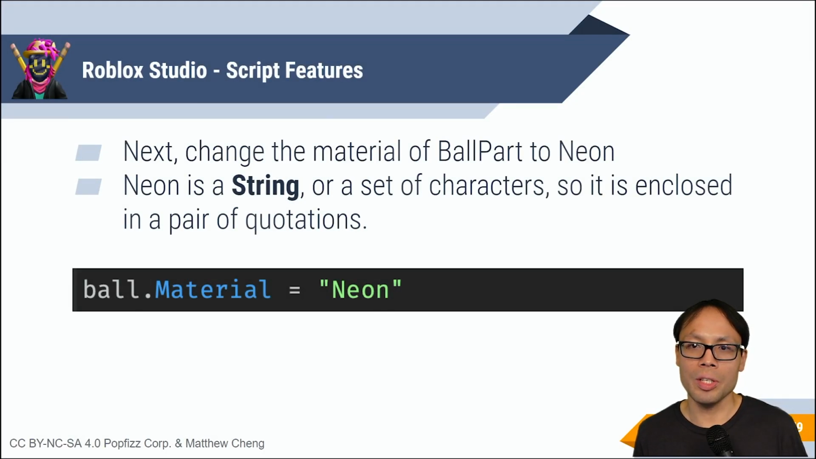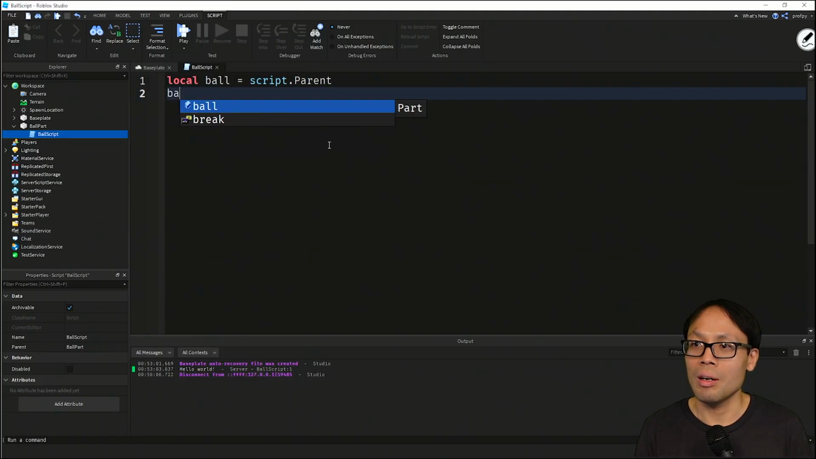Next, we're going to change the material of ballPart to neon. So neon is a string. Again, string means that it's a set of characters, so we have to enclose that in a pair of quotations. So let's go back to our Roblox Studio, and we're going to say ball.Material equal neon.